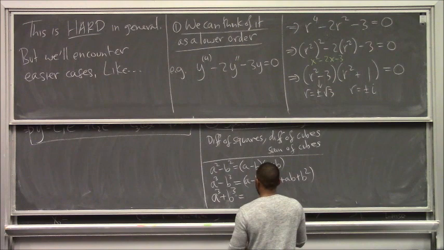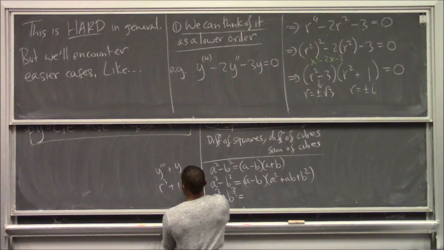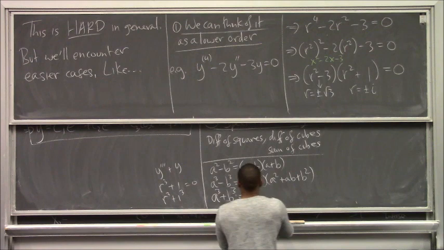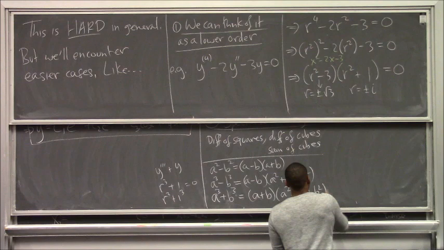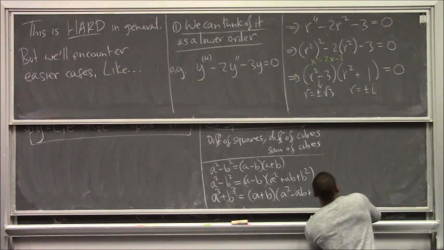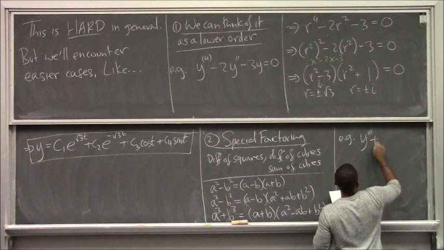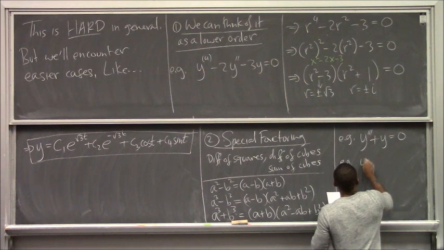Although there was another way to do it. Remember there was a y triple prime plus y? That resulted in r cubed plus 1. The trick was to think of that as r cubed plus 1 cubed and apply this one. I actually chose this as an example, and I'm going to show you two ways to do this guy. Things like that you should know. So for example, this was on one of the versions of test one, the bonus: y triple prime plus y equals 0. Another example, y to the 4th minus 16y equals 0.